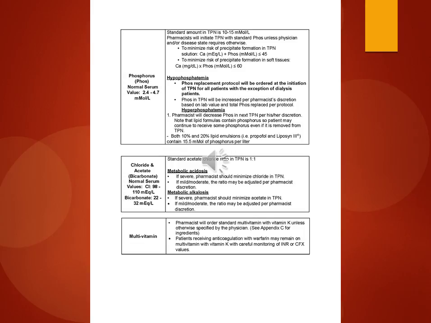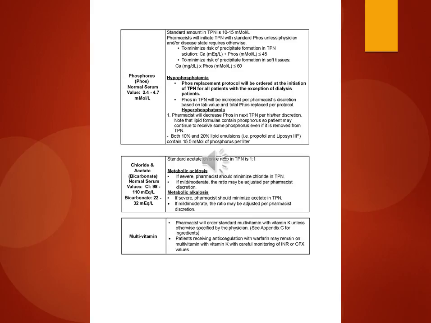FOS and TPN will be increased per pharmacist's discretion based on lab value and total FOS replaced per protocol. Hyperphosphatemia: 1. Pharmacist will decrease FOS and next TPN per his/her discretion. 2. Note that lipid formulas contain phosphorus. 3. So patient may continue to receive some phosphorus even if it is removed from TPN. Both 10% and 20% lipid emulsions, i.e., propofol and Liposyn, contain 15.5 mmol of phosphorus per liter.